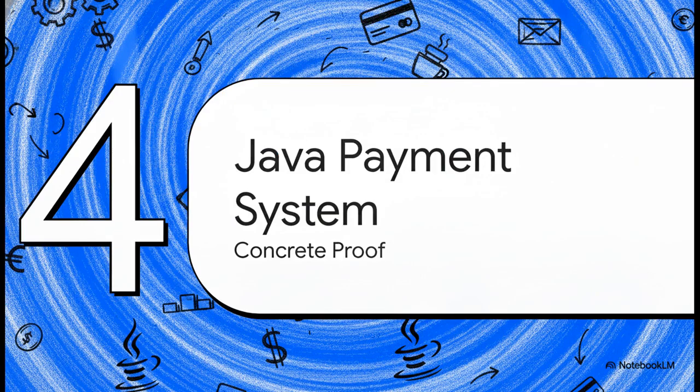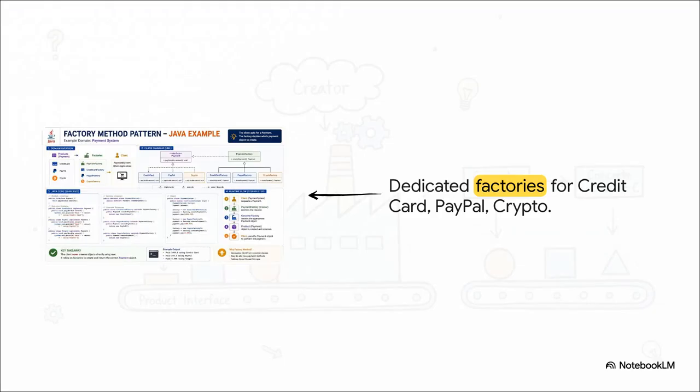Section 4. Let's look at a Java payment system to get some concrete proof of how this works. This Java example is brilliant for seeing the pattern in action. Say we have an app where a user can pay via credit card, PayPal, or crypto. Instead of the main application trying to figure out how to build all three of those complex payment processors, each payment method gets its own dedicated factory. So we have a credit card factory, a PayPal factory, and a crypto factory. The client just says, hey, process a payment, and the correct factory seamlessly takes over.